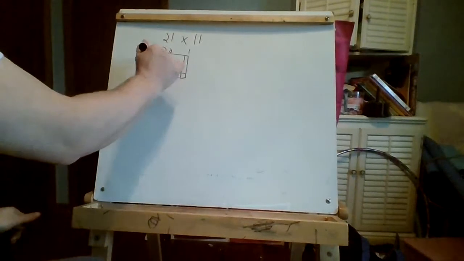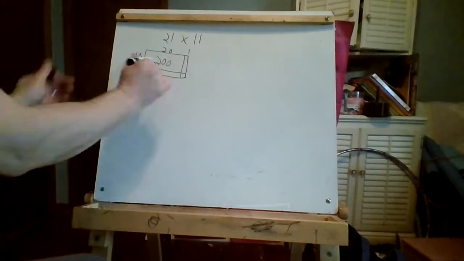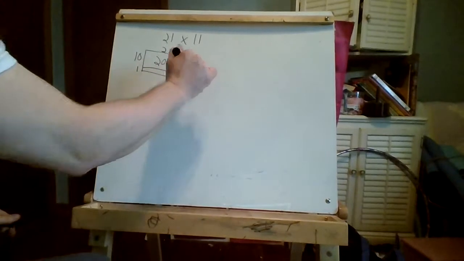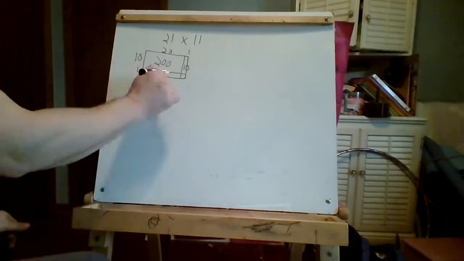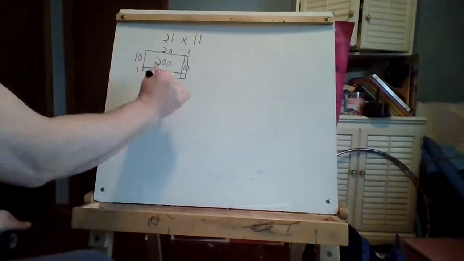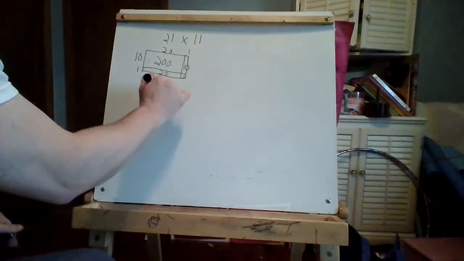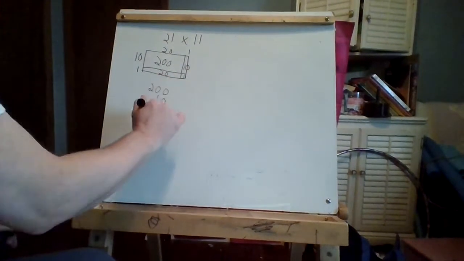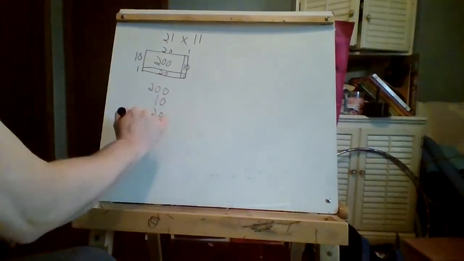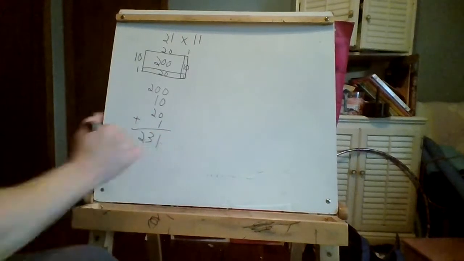So 2 times 1 is 2, so that'll be 200. This one is going to be 10 times 1, you're matching them together, which is going to be 10. And then we have 1 times 20, which is 20, and 1 times 1, which is 1. And then we're going to add all those together. So we have 200 plus 10 plus 20 plus 1. And we add those up, we get 231.